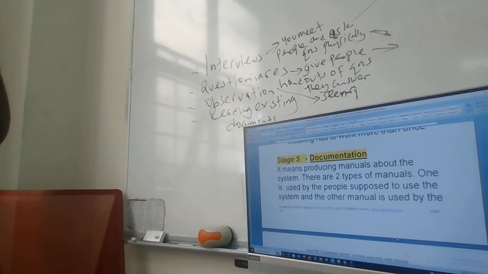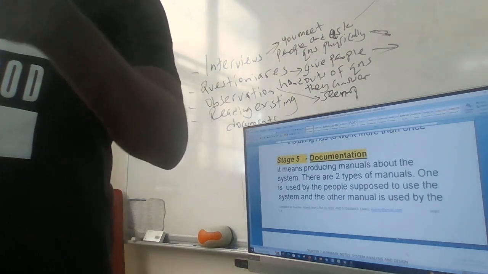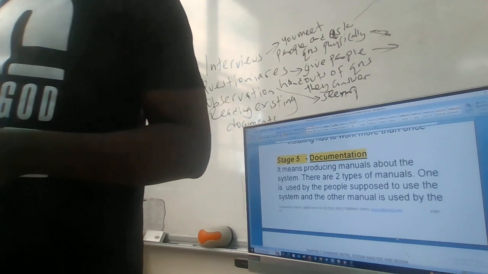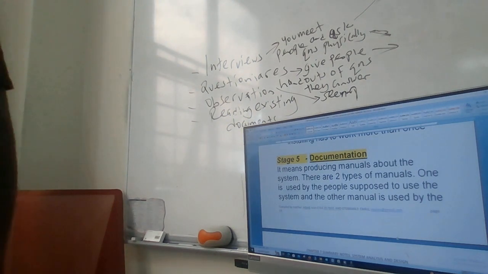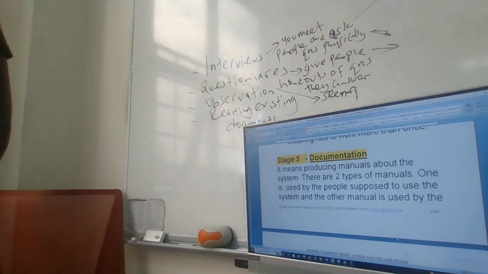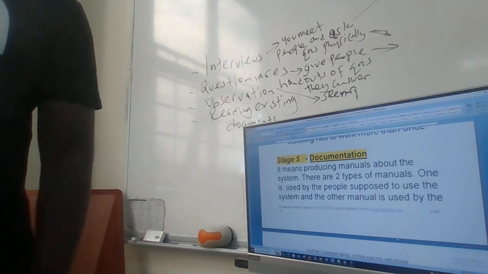Now, documentation basically means producing manuals about the new system. Producing manuals having information about the new system. That's called documentation. You produce those manuals.